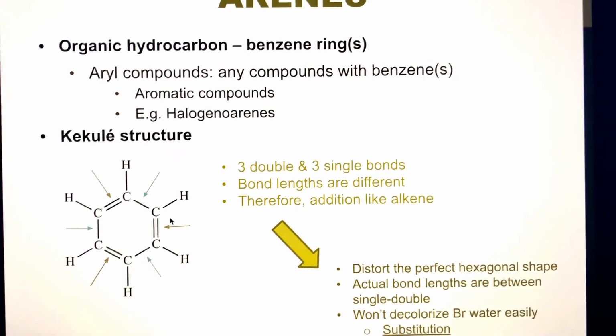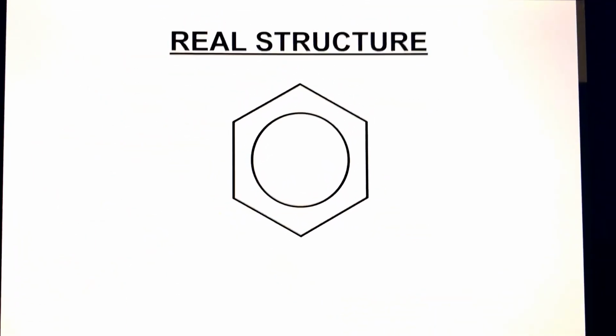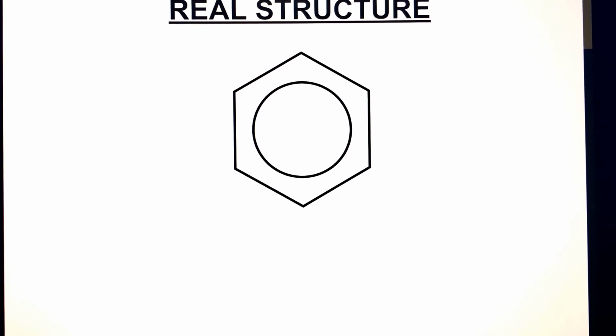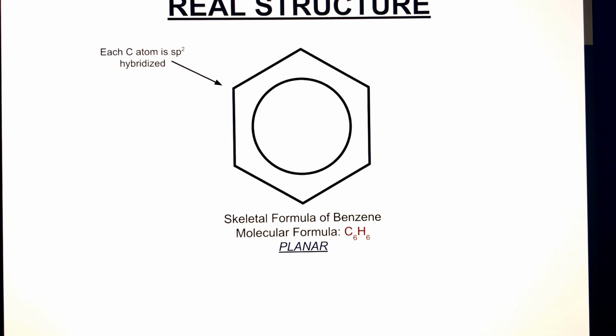So the real structure is this structure. This is the real structure of the benzene ring. As you can see, it doesn't have any distinctive 3 double bonds and 3 single bonds. It's like a ring, because each carbon has a p orbital, and the pi bonds overlap each other across these 6 carbons and form a delocalized system, sometimes referred to as a pi delocalized system or pi bonding system. And all the carbons are sp2, as you can see here.